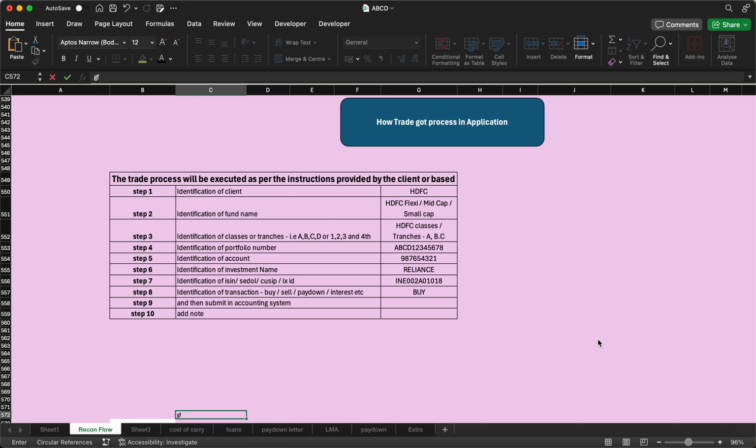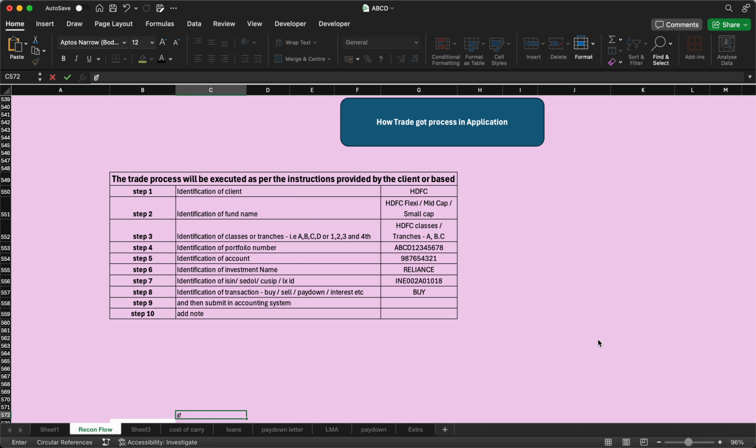It is the most important part: how the trade gets processed into the application, and what factors need to be taken into consideration while processing the trade. If you process the trade into a different account, different portfolio, different custody, different date or different fund, it will directly cause a huge difference in your reconciliation as well as for the fund accounting team who work after you. The impact is huge.